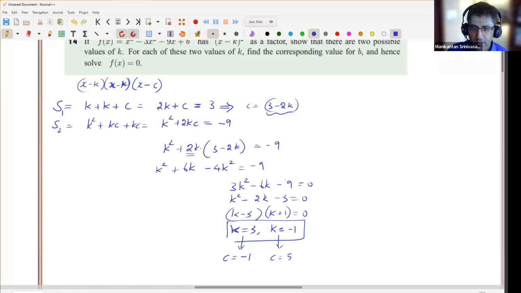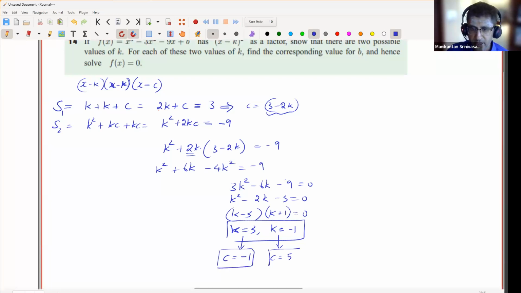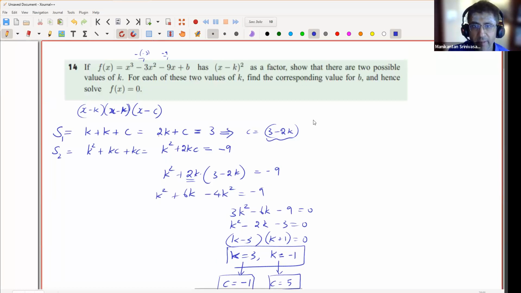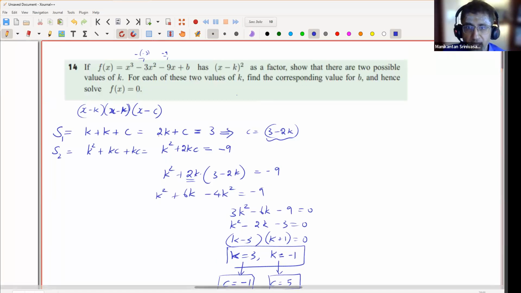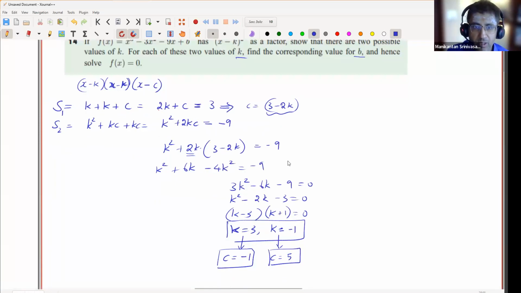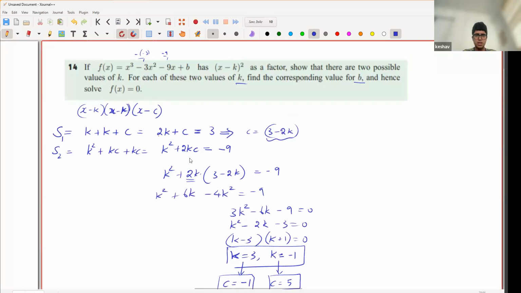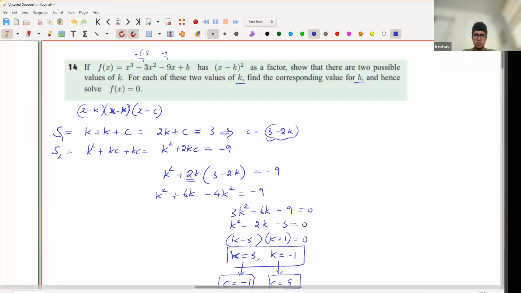So this corresponds to this, right? And then for each of these two values of k, find the corresponding values for b. Okay, so b is what? Just plug in k, plug in k3 or something. Yes. Or we can even use the product of roots, right?